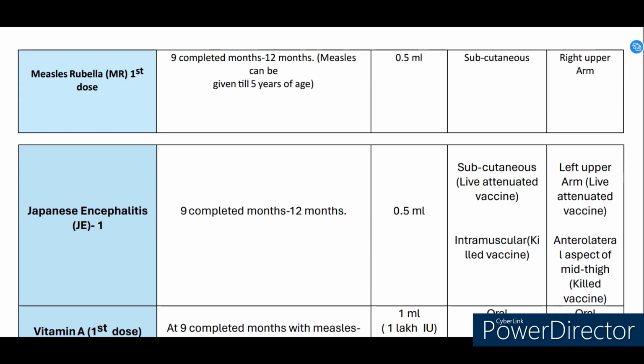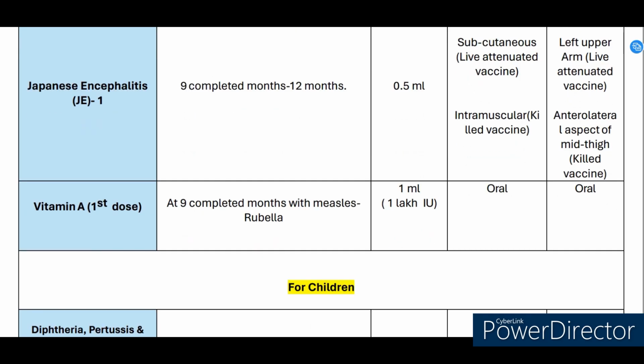Next is measles rubella, that is MR first dose, given at 9 completed months to 12 months. Next is Japanese encephalitis JE1, given at 9 completed months to 12 months, followed by vitamin A first dose, that is given at 9 completed months with measles rubella.